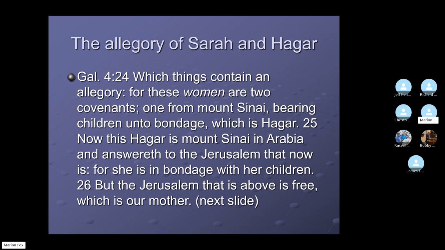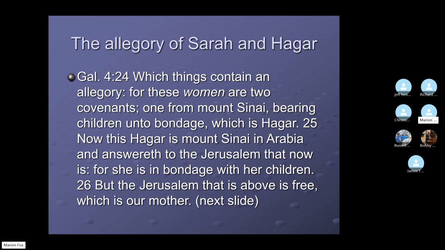So the prophecies have been made, there would be a new Jerusalem. The Jerusalem that now is, for she is in bondage with her children. So Hagar and her covenant that she represents, the covenant that is the law of Moses, is in bondage. But the Jerusalem that is above, the heavenly Jerusalem, is free, which is our mother.